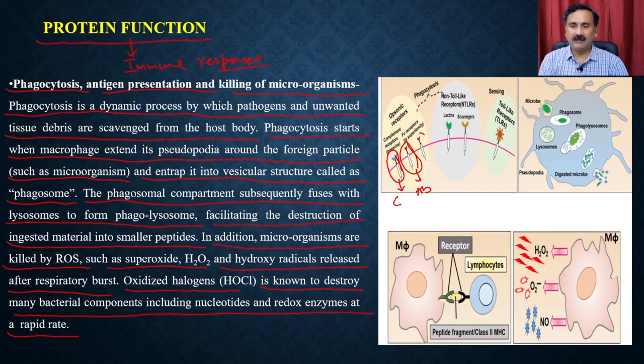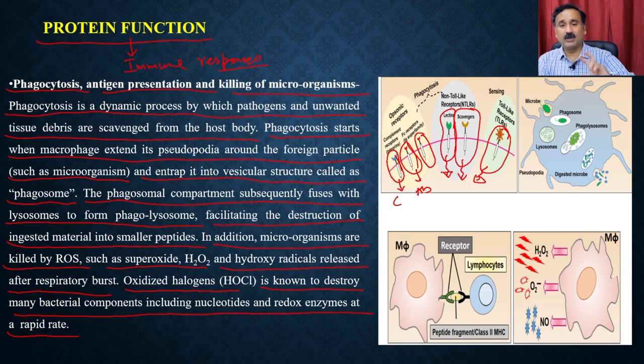Then we have another kind of receptors like the LPS receptors, and also the non-toll-like receptors like the lectins, then we have the scavenger receptors, and we have the toll-like receptors, which are also called TLRs. All these receptors have their cognate ligands, and that's how they are going to recognize those ligands if they are present on the pathogenic organisms.